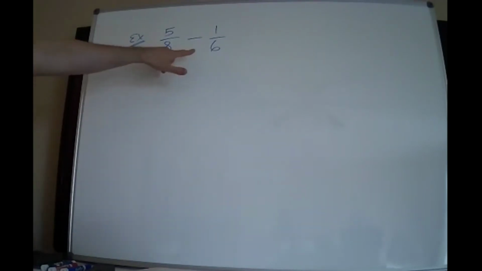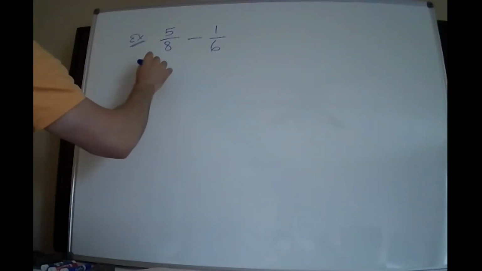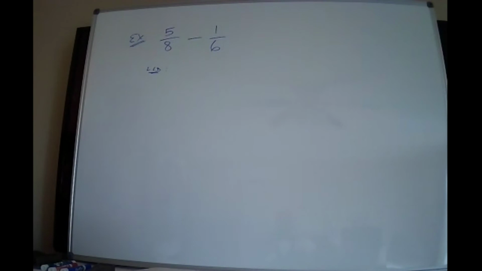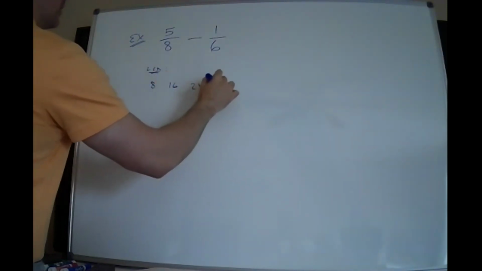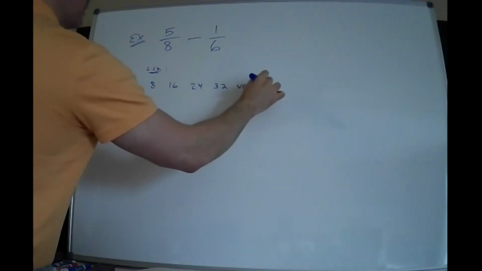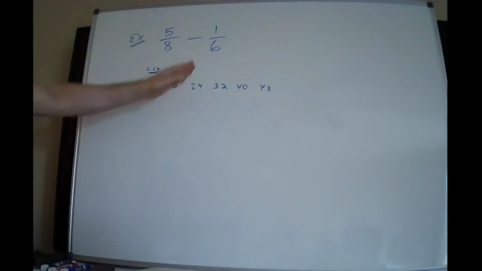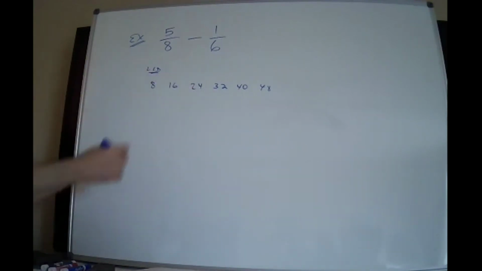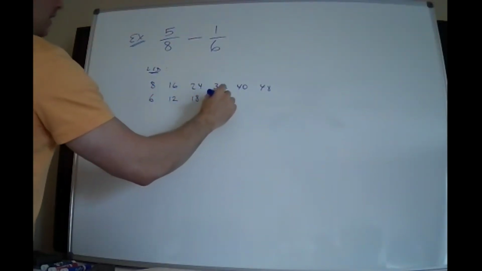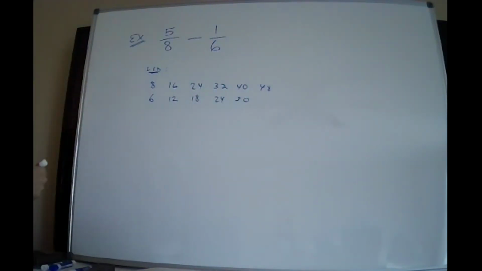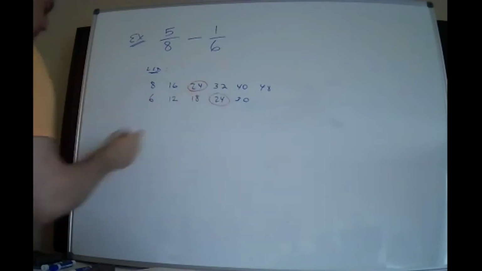All right, so second example. I have 5 over 8, and I'm taking away 1 over 6. So again, I have to figure out what the common bottom is going to be. And it's not always obvious, and you can't always do it in your head. So I'm going to write out my multiples of 8 first. 8 plus 8 plus 8 plus 8. Just keep adding 8, right? That's what multiples are. 8 times 1, 8 times 2, 8 times 3, 8 times 4, and so on. Now I'm going to do it for 6. 6 plus 6 plus 6.